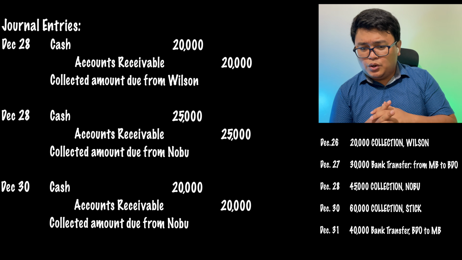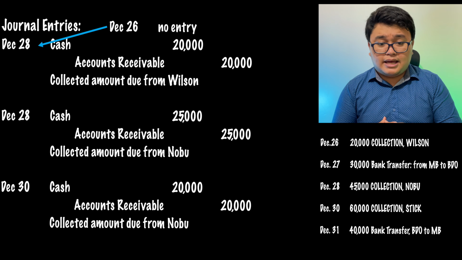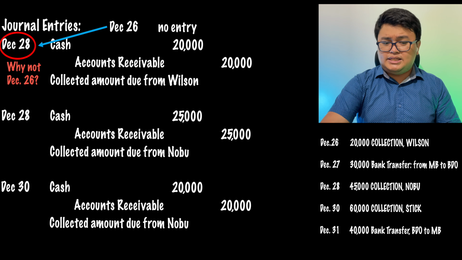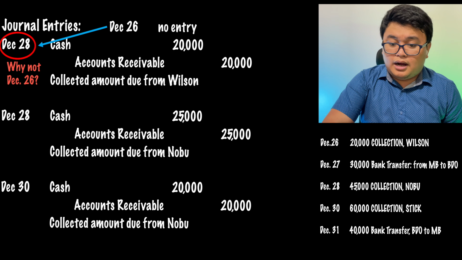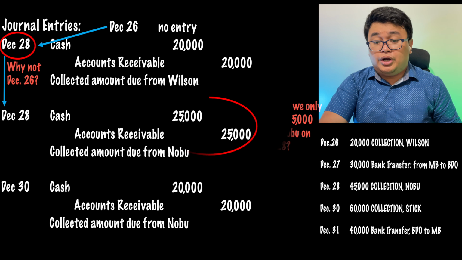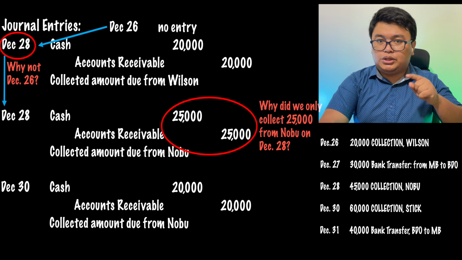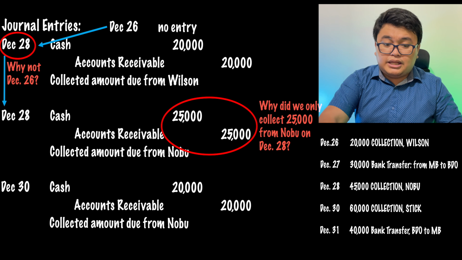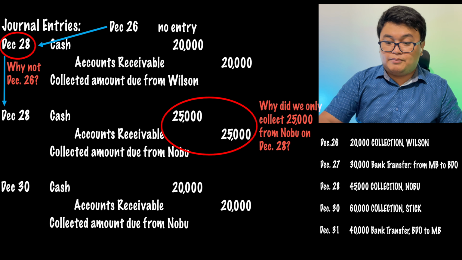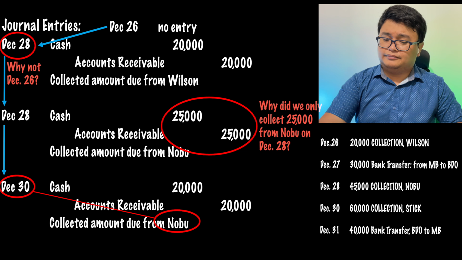Okay? The first thing that we noticed here was that there was no entry on December 26 when we received the check from Wilson. Instead, we only recorded it on December 28, right? So, why is it that we did not record it on December 26? Another issue arises when we inspect the collected amount due from Nobu. In our basis, what actually happened was there was a collected amount due from Nobu on December 28 amounting to 45,000. But in this particular journal entries, only 25,000 was collected on December 28. And the other 20,000 was collected at a later date on December 30.